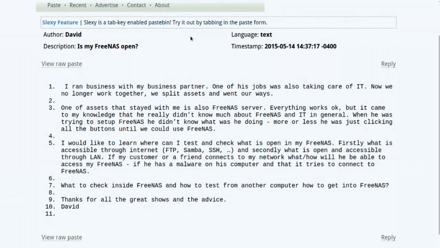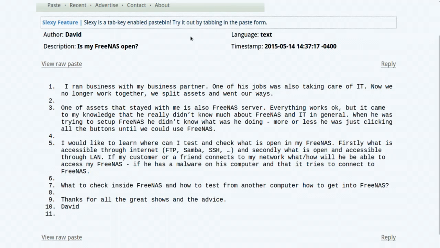Let's see if we can settle poor David's issue here. He says he's got a major FreeNAS question for us. I think he's a little scared. I ran a business with my business partner. One of his jobs is also taking care of IT. Now we no longer work together and we split our assets and went our ways. One of our assets that stayed with me is also the FreeNAS server.